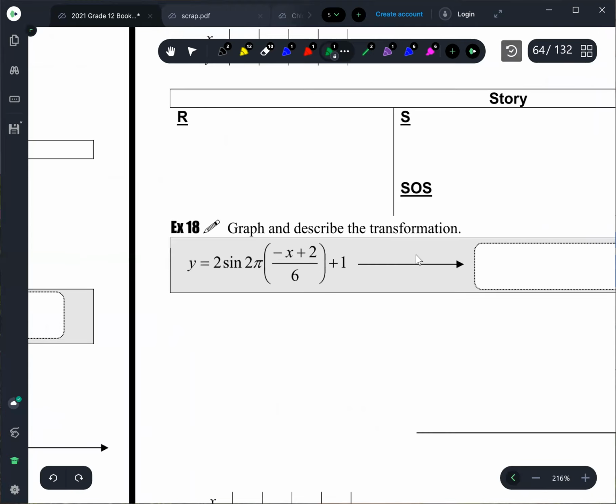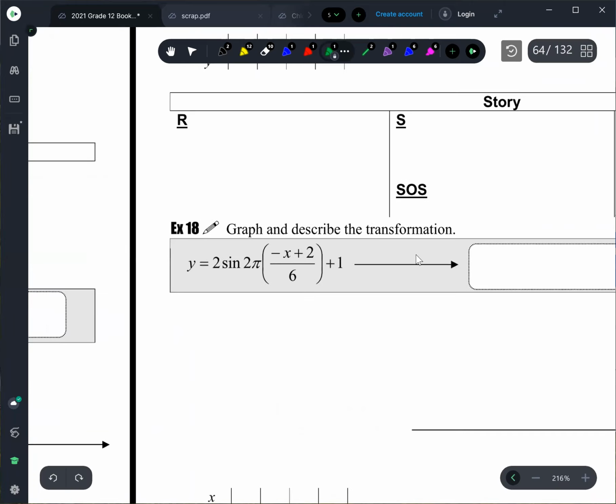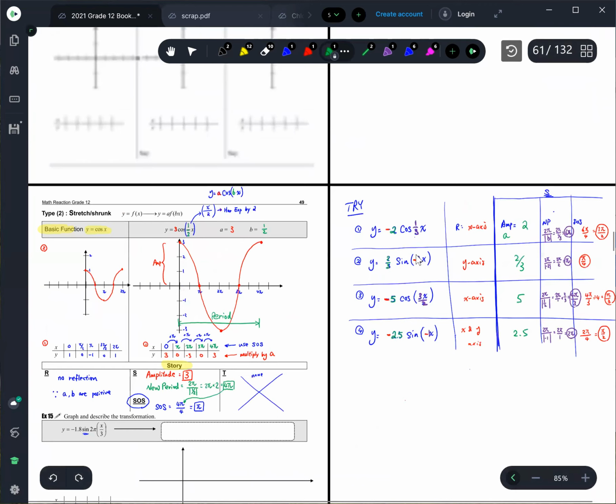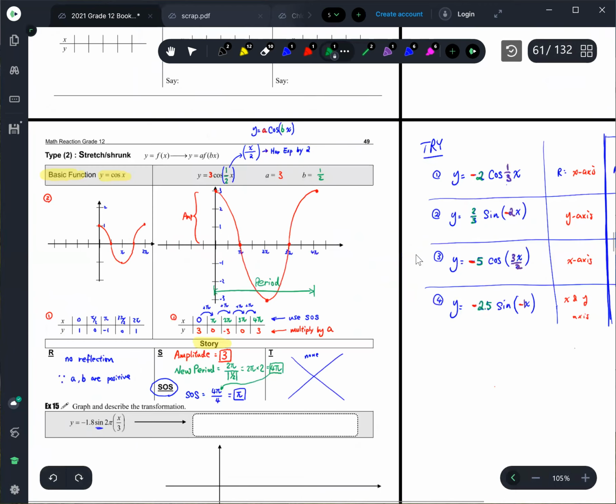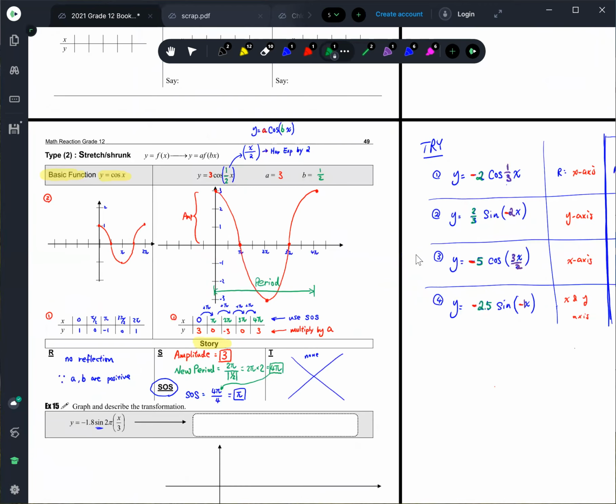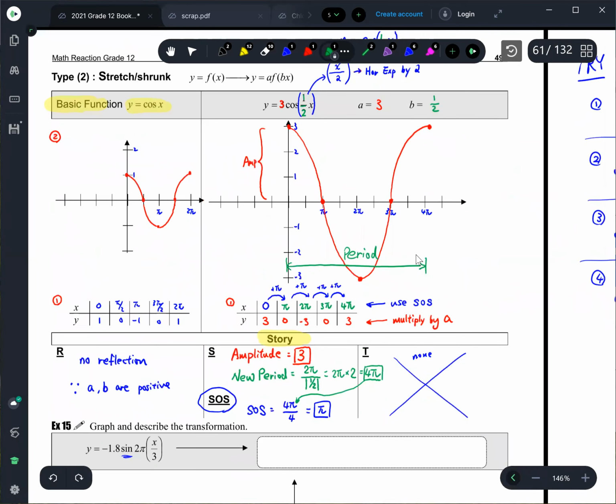So like this one on the screen, you can see a +2 to the x, right? And there's a +1 at the end. So those have to do with translations. Today's homework, you don't have any translation. Just make sure you've got your table, the story, and the graph correct. Translation will be much easier compared to this part.